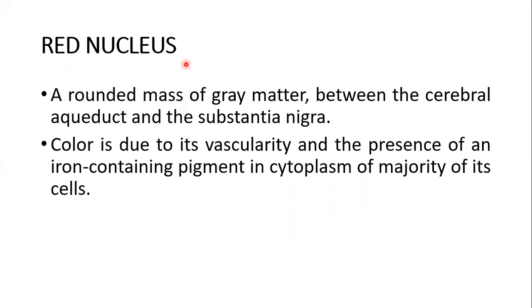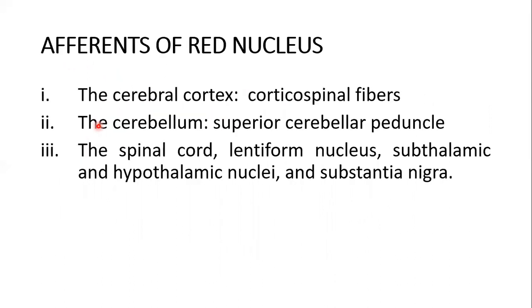Red nucleus, you should know what is that. It's a rounded mass of gray matter between the cerebral aqueduct and the substantia nigra. Afferents and efferents. What are the afferents? Fibers coming towards that are the afferent fibers. So of course, these are the fibers which are coming towards this red nucleus.